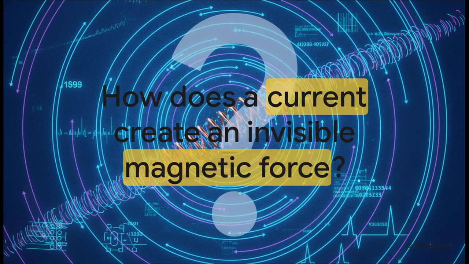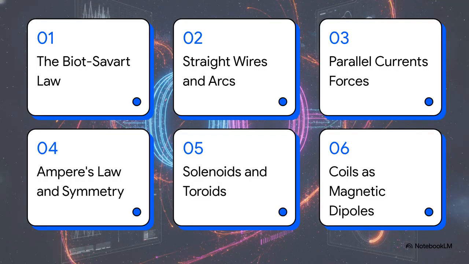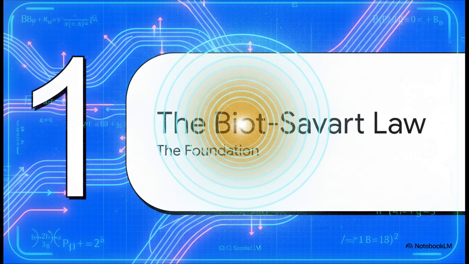Today, we're going to scale up our understanding, starting from a tiny theoretical microcurrent all the way up to complex, powerful electromagnets. Here's the roadmap for today's explainer. We'll kick things off with the Biot-Savart law, then look at straight wires and arcs. Next, we'll cover the forces between parallel currents, Ampere's law and symmetry, the mechanics of solenoids and toroids, and finally, we'll view coils as magnetic dipoles. Let's get to it. Starting off with Section 1, the Biot-Savart law.